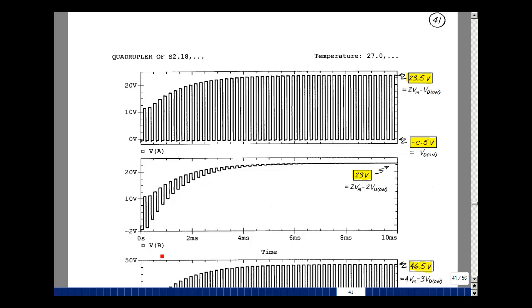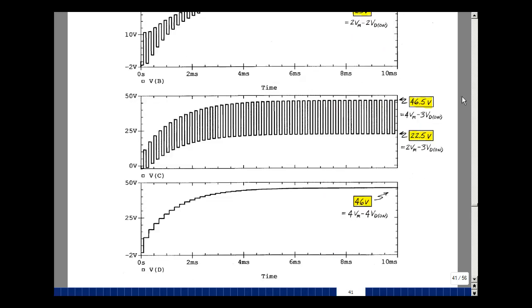Node voltage B is the first peak detector. And this is approaching 23 volts, and that would be 2 times 12 minus 2 times 0.5. That's consistent. And I plotted node voltage VC, and this is the second clamp, and we're expecting it to go at the bottom here to be 2 Vmax minus 3 VD on. That'd be 24 minus 3 times 0.5, and that's 22.5. And then the peak here is supposed to be 4 Vmax minus 3 VD on. 4 times 12, which would be 48, minus 3 times 0.5 is 46.5. And lastly, we saw VD before.